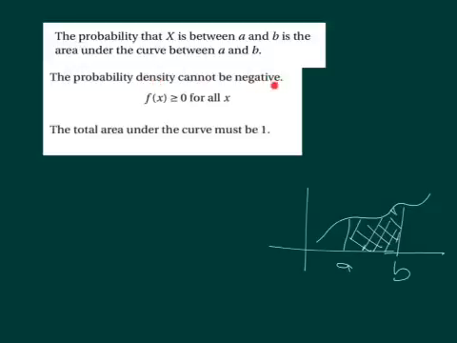Secondly, the probability density cannot be negative, so it never goes below the horizontal axis. And thirdly, because the area represents the probability and the total probability is 1, the total area under the curve must be 1. So these are the three key things that you need to know about.